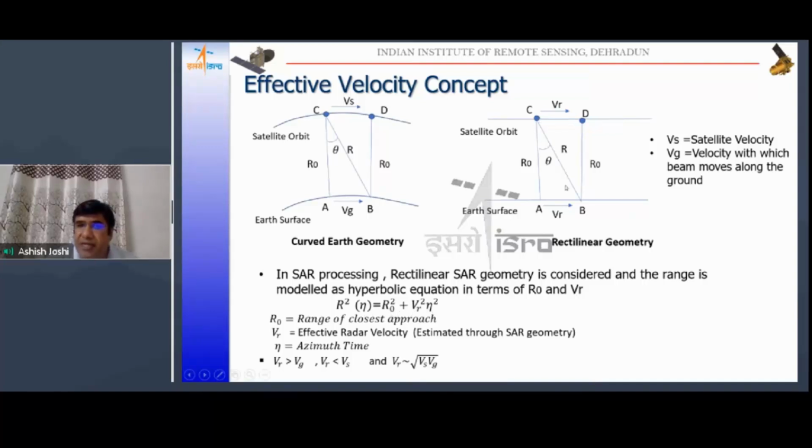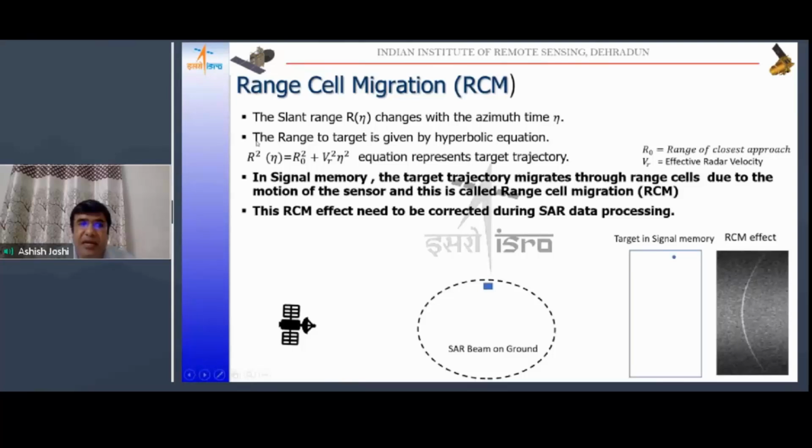From this Pythagoras theorem, we are just applying that R is given by R0, the range of closest approach, plus VR eta square. And this is called the hyperbolic equation. So this is the main equation which will be used for our SAR data processing. The range is given by R0 plus VR eta square, where VR is the effective velocity and eta is the time of approach.